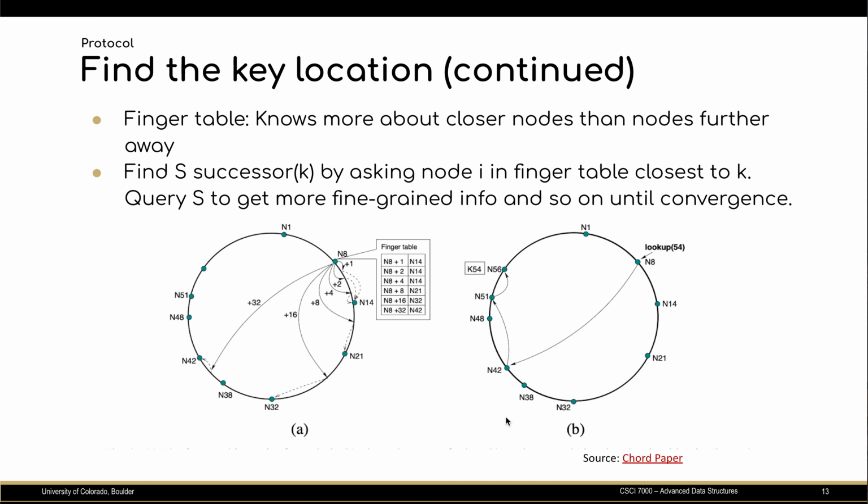So the things which we have to look at is, like I showed, the finger table has more information about the closer nodes than the nodes further away. So for any key successor which we are trying to look up, we will ask the node i in the finger table closest to the key. The query then gets forwarded to that node, as that node would have more fine-grained info, and this happens until convergence.